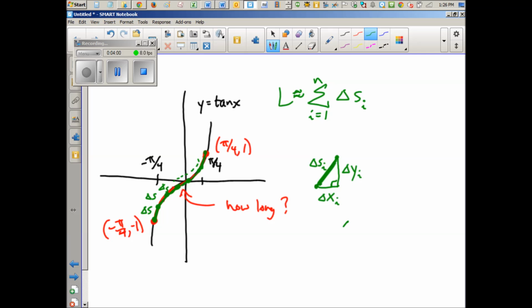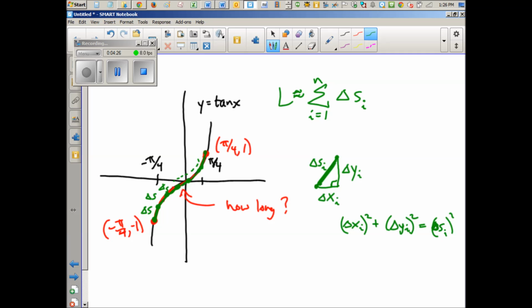Okay, so here's a true statement. Delta x sub i squared plus delta y sub i squared equals delta s sub i squared. That's supposed to look like an i. Everybody with me? That's just Pythagorean Theorem or distance formula.